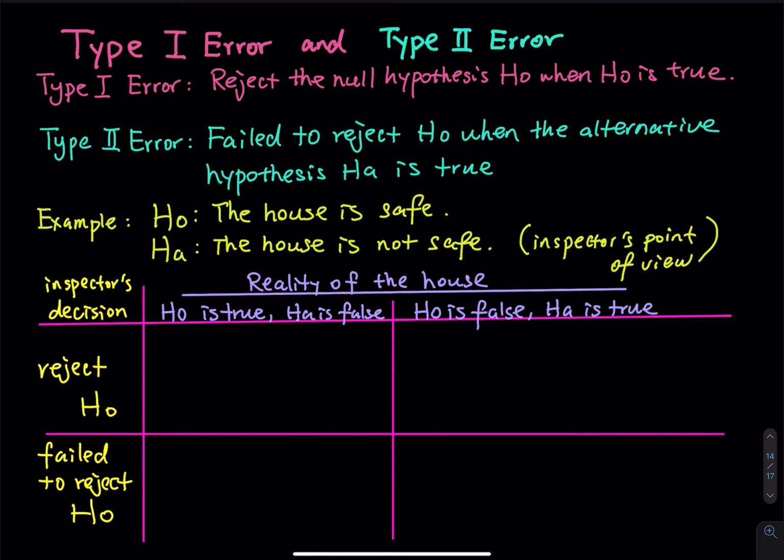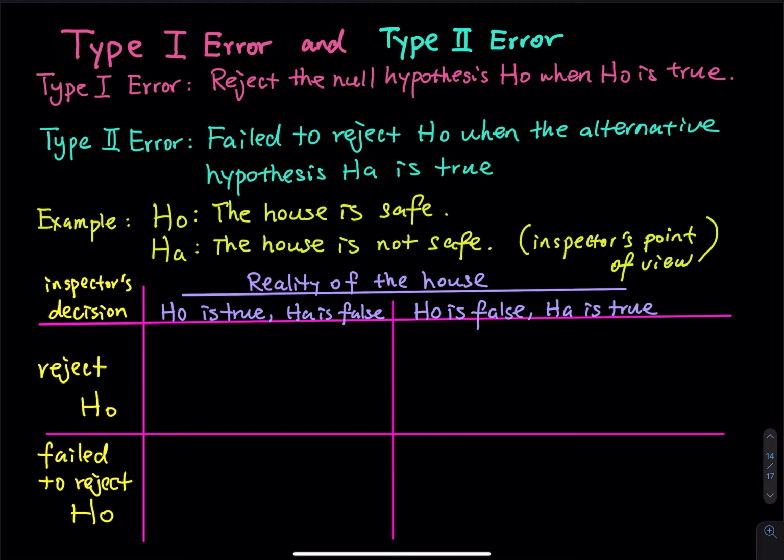Let's put this in a case scenario. So let's say H naught means the house is safe. So H naught, the original thought, is the house is safe. And then HA, from an inspector's point of view, the house is not safe. So what is type 1 error? What is type 2 error?